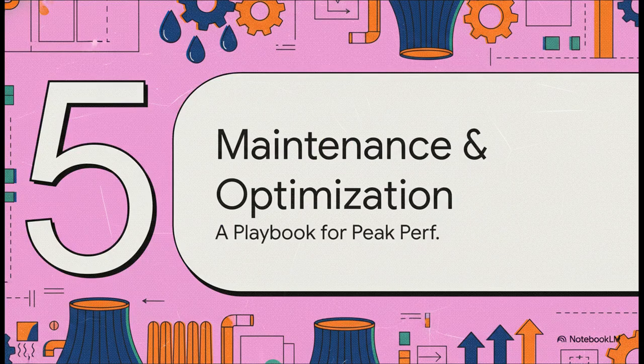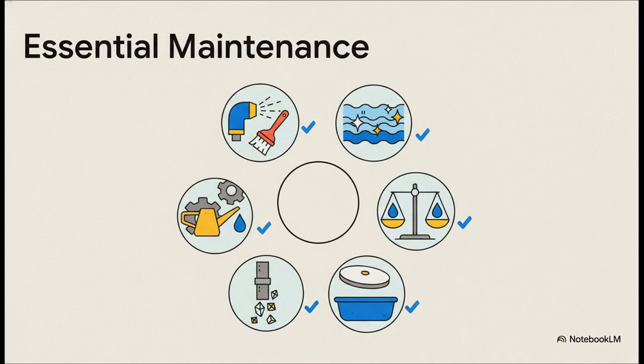All right, we've seen the problems. Now let's talk about the solutions. This is your playbook for keeping that cooling tower running in absolute peak condition. Being proactive with maintenance is your number one defense. This checklist covers the essentials.